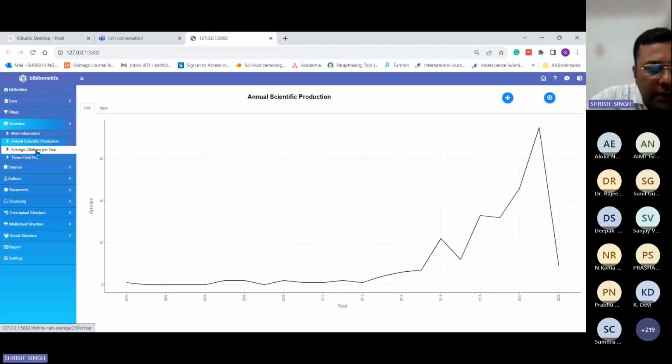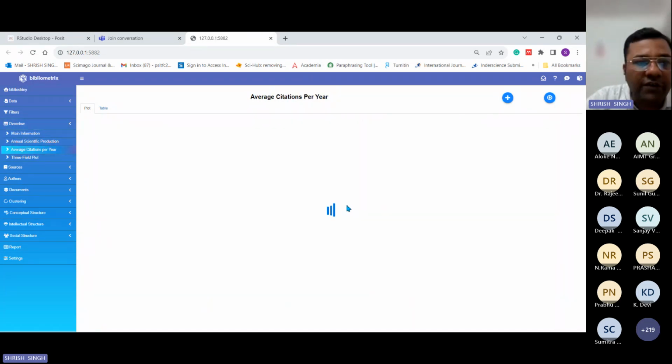Similarly, you can report this very important metric in your research paper. After that, you can report the average citation per year. Again, you can use the plot as well as the table, in whichever you are comfortable or whichever you find the most representative way. You can use table as well as plot.